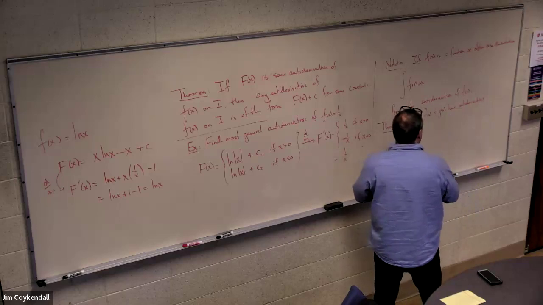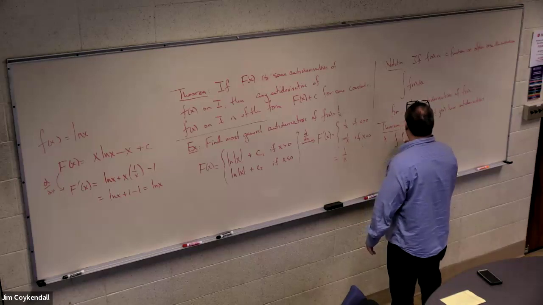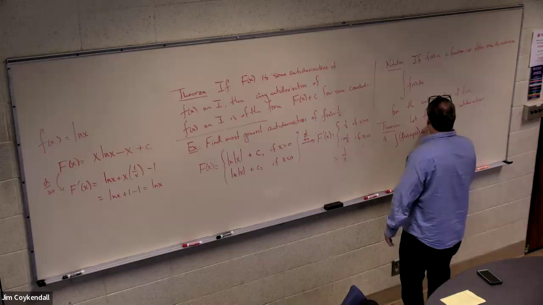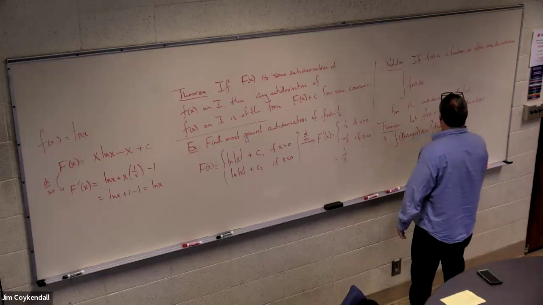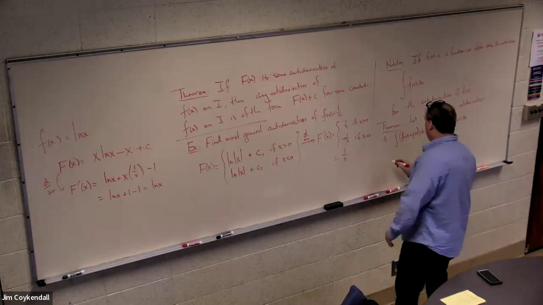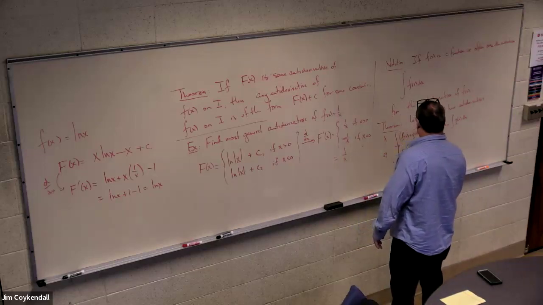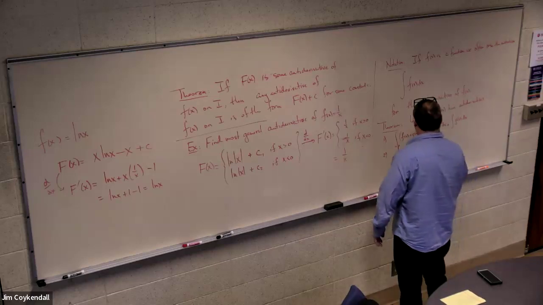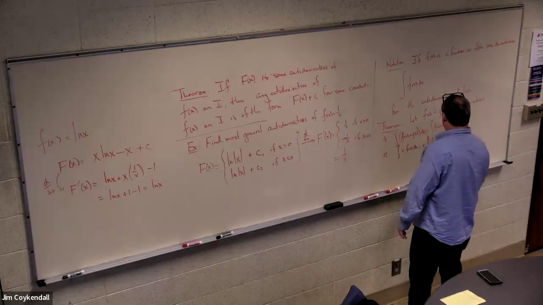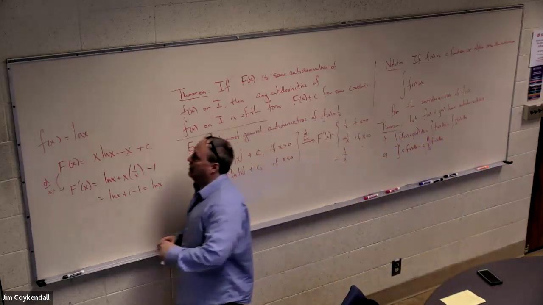One, the antiderivative of f of x plus g of x is the antiderivative of f of x plus the antiderivative of g of x. So we've got that going for us. And two, you have a constant.